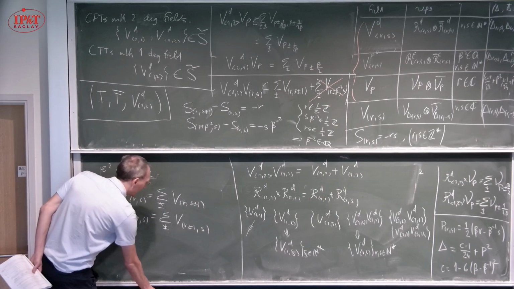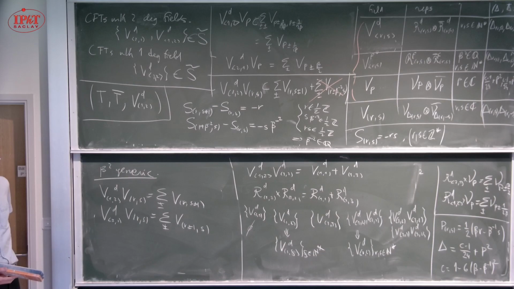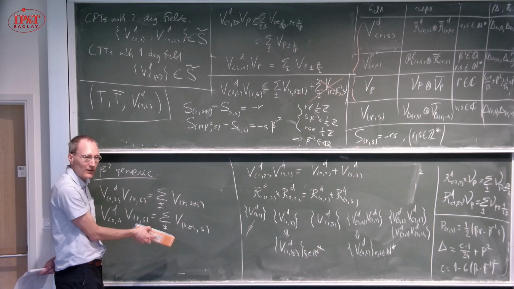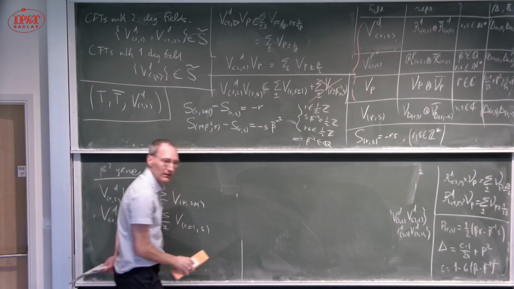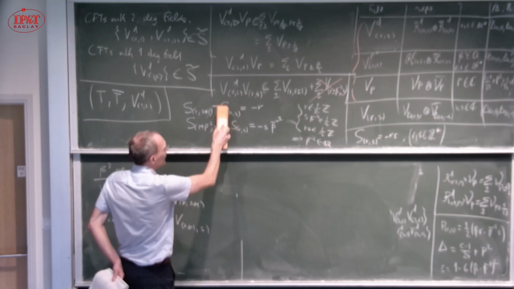When you add this plus, it means it doesn't necessarily have this occur in the fusion rules. It means they are the only fields. But no, I'm also assuming that they do occur. This one is the same exercise, but with V21 instead of V12.